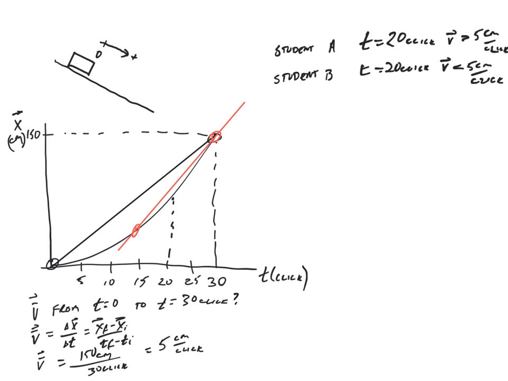But is there a way that we could find the instantaneous velocity at time 20? What if we scrunched our points even a little closer, something like maybe that? Then we could draw a connecting line that might look something like this. Only better.